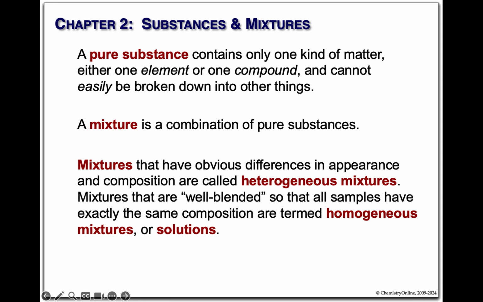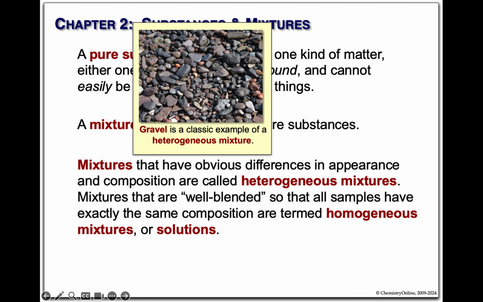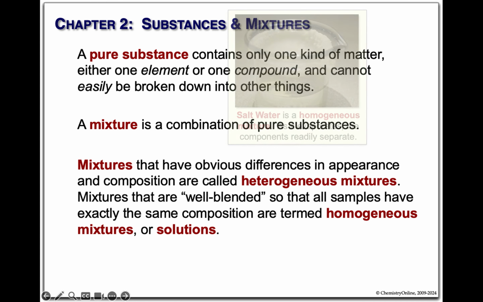An example of a heterogeneous mixture, gravel. The test for whether this is heterogeneous or not is a simple sample test. If we reach in and we grab rocks from this section here and rocks from this section here, it will be different. These are bigger, the colors are different, and so on. A homogeneous mixture is a different sort of thing. This is gravel. This is salt water.